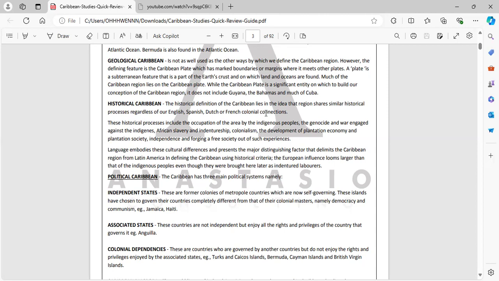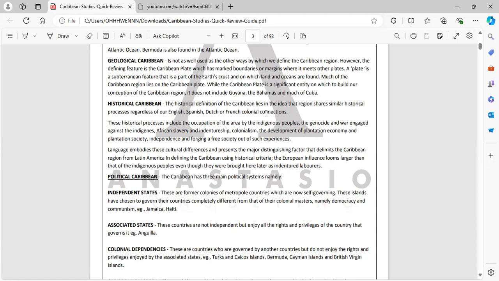So, the geological Caribbean is not as well used as other ways by which we define the Caribbean region. However, the defining feature is the Caribbean plate. I need you to know that. Just as the identifying feature of the geographic was the Caribbean Sea, the identifying key feature of the geological is the Caribbean plate. Once you think geological, think Caribbean plate. You think geographic, Caribbean Sea.